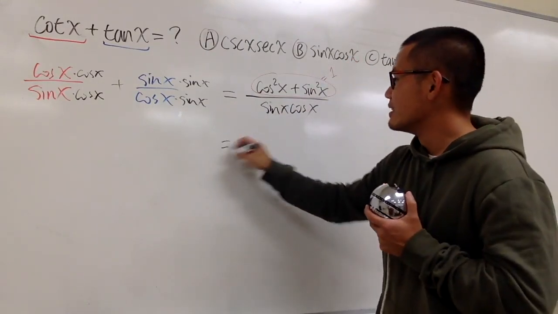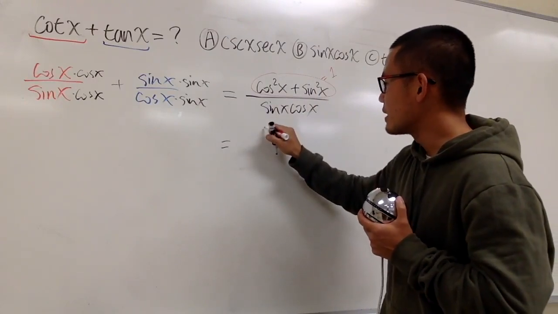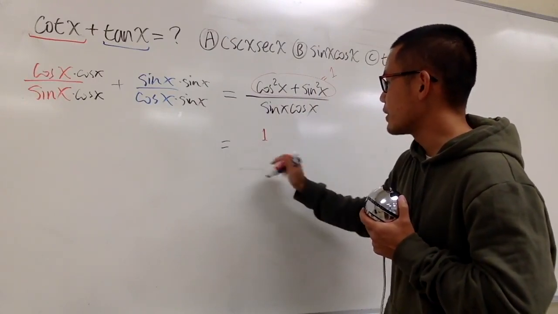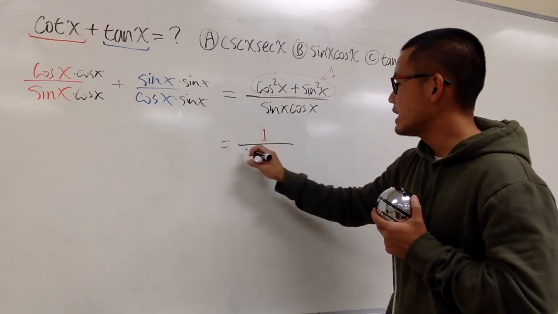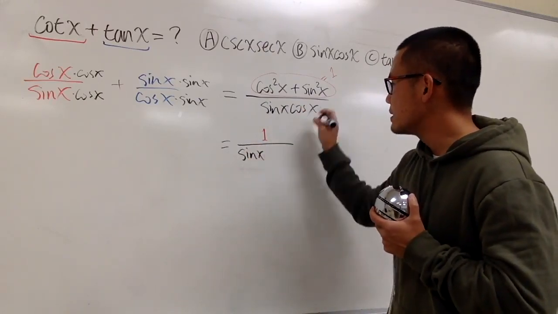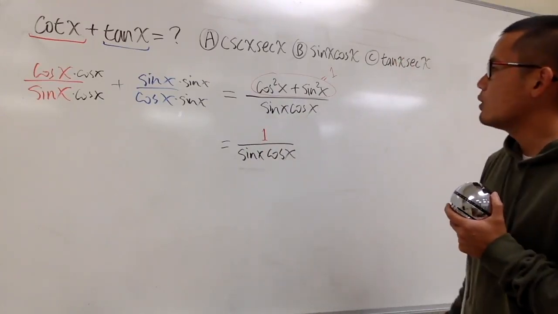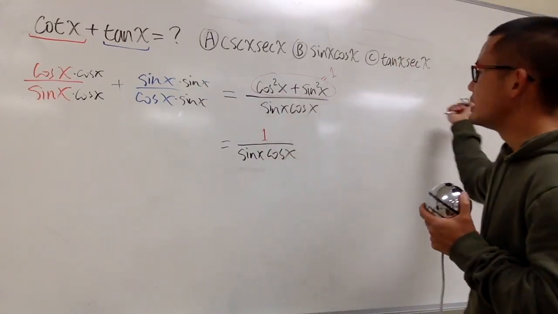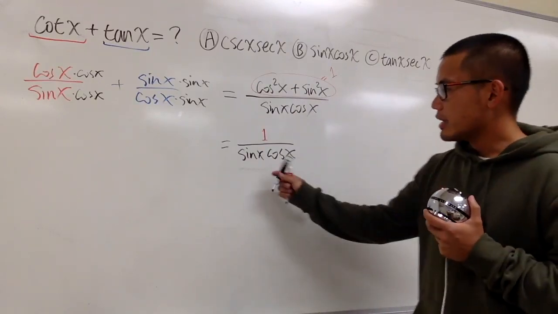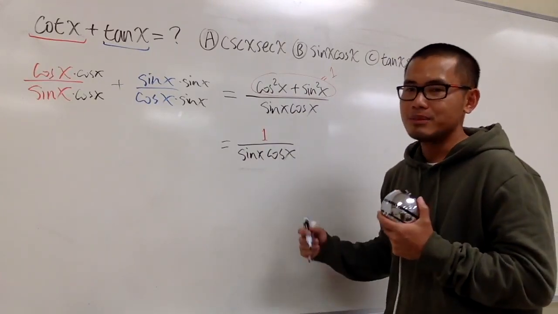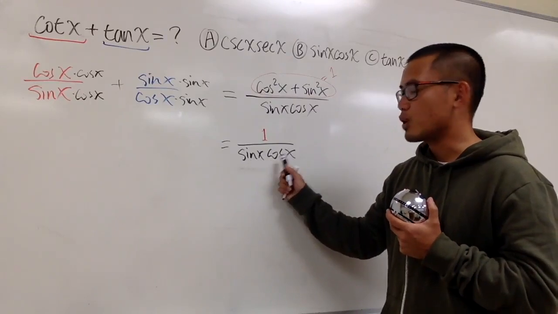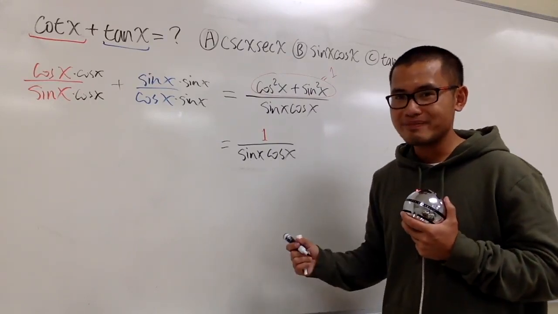So this is equal to 1 on the top. Let me just put down the 1 right here. And then over sine x times cosine x on the bottom like this. Well, you see, this is not one of these yet, right? And here, we can still break this apart because this is sine x times cosine x. We are going to do it this way.